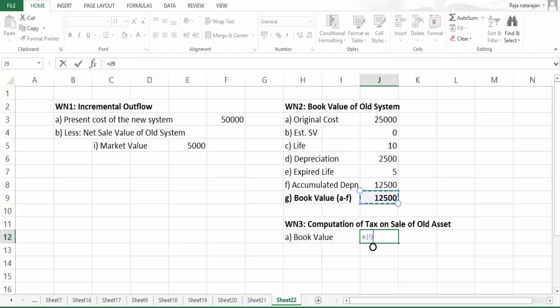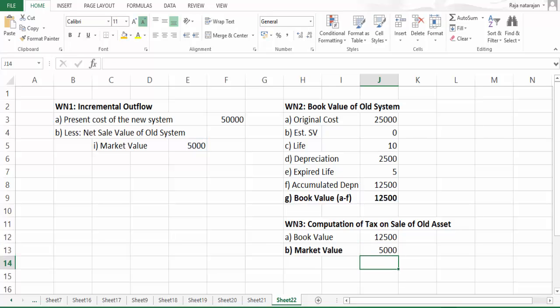Okay, so we know what is the book value now. What is the book value? It is 12,500. And what is the market value? Market value is very less. We know market value, let's capture, we have it here, it is 5,000. So is it at profit or loss? It's actually at loss. So what's going to be the loss? Loss will be 12,500 minus 5,000.